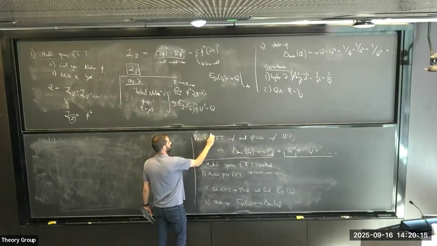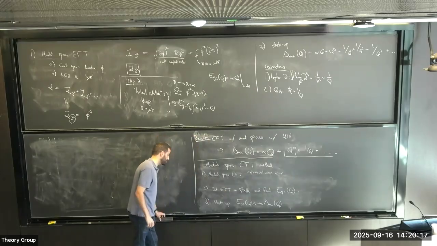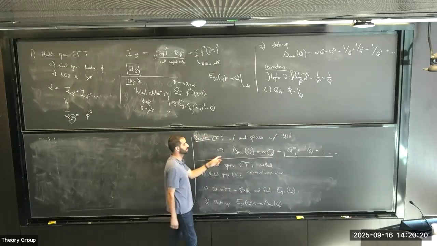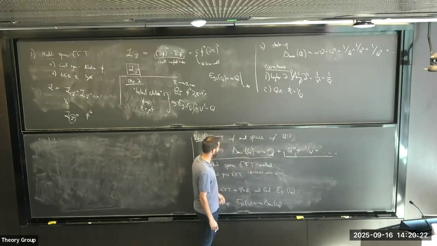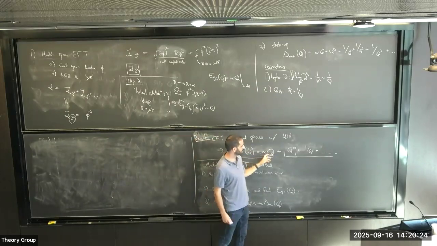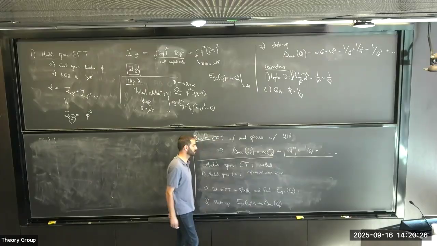This is the type of result we were looking for, some universal statement for CFTs with moduli spaces, at least if we assume a U1 symmetry: that delta min of Q is linear in Q asymptotically, with some corrections that you can compute algorithmically.